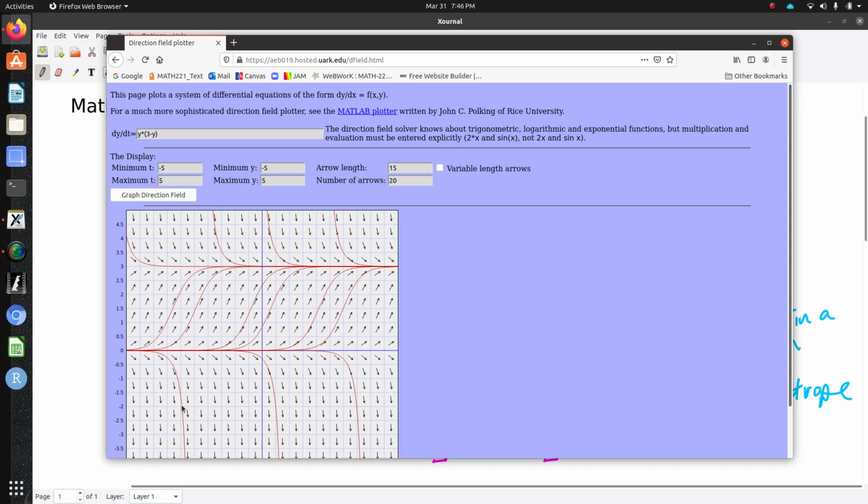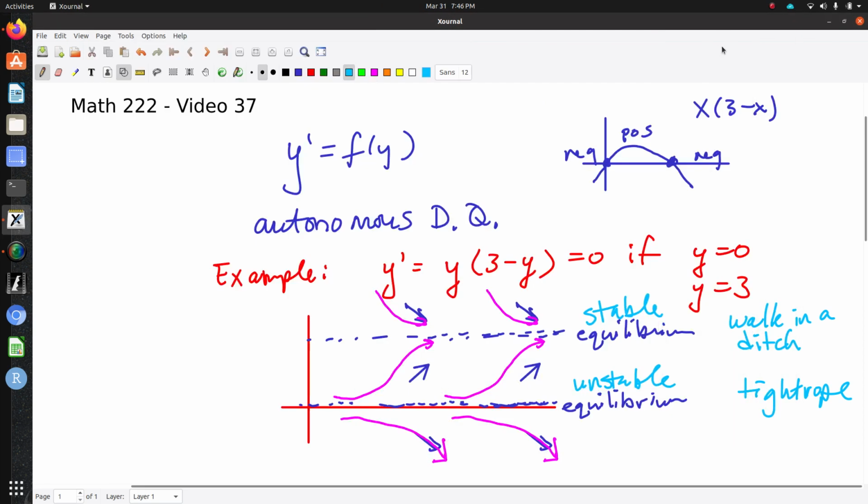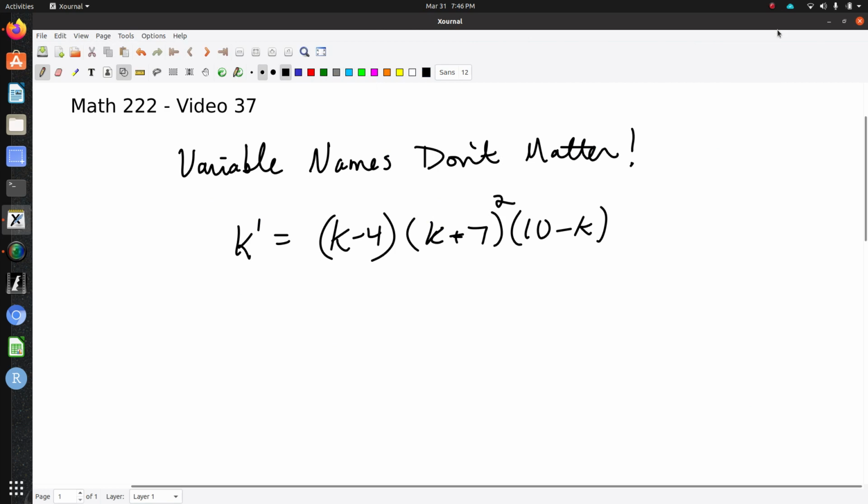I want you to also realize that you don't have to use y and t. You can use y and x. You can use w and t, w and x. It doesn't really matter what variable name you use. Okay, I just made this up. Kind of a recurring theme here. The variable name is irrelevant, but k is your independent variable, and you know k is a function of t or x or whatever.